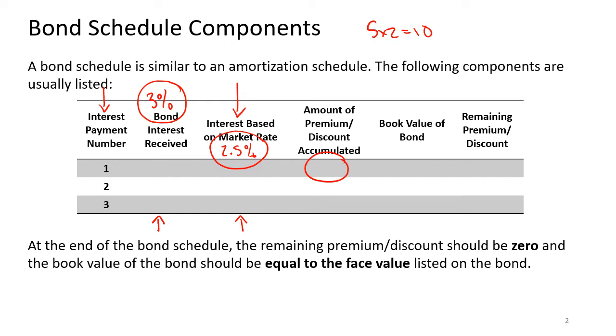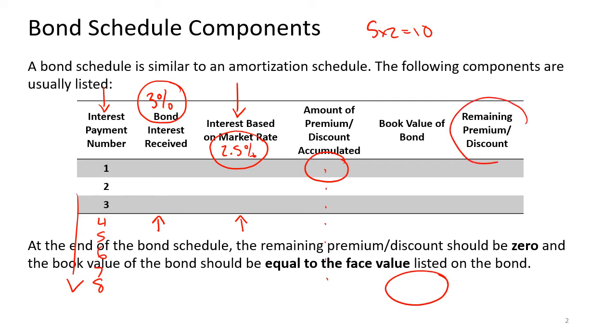Because at the end, after all your payments, 4, 5, 6, 7, 8, all the way down, your book value at the end should be equal to the face value of the bond. Because we're basically taking that premium or discount and amortizing it along all of the payments.